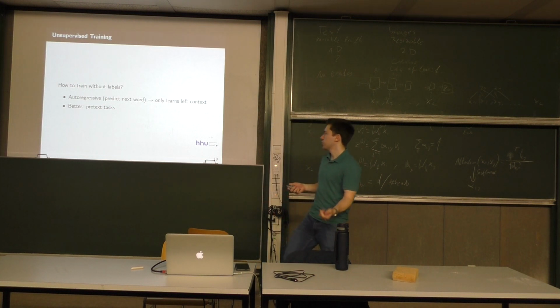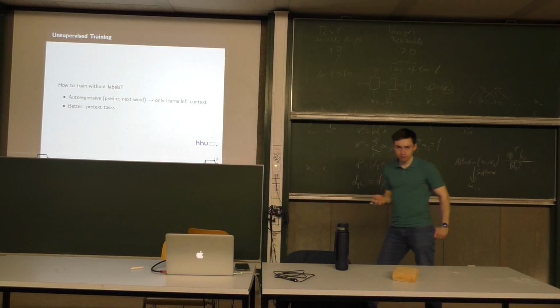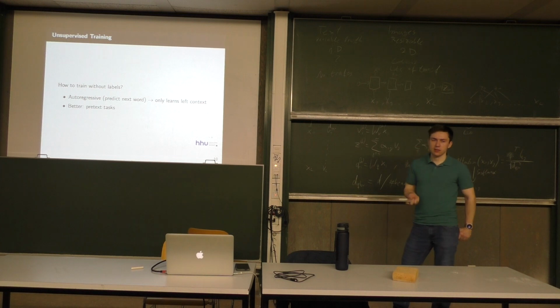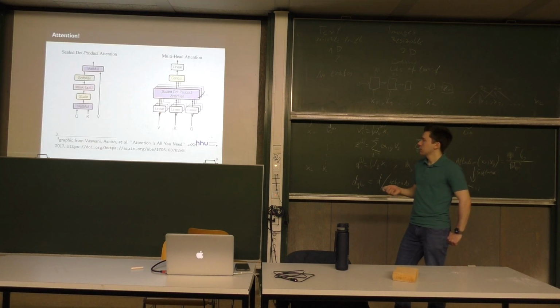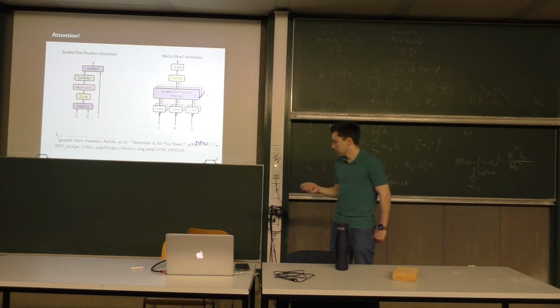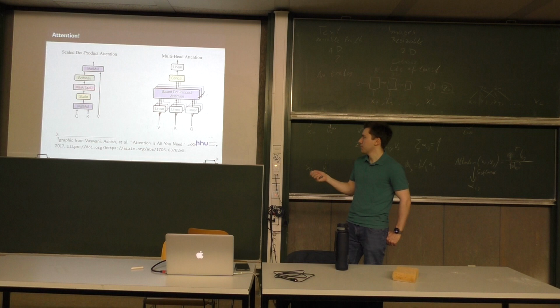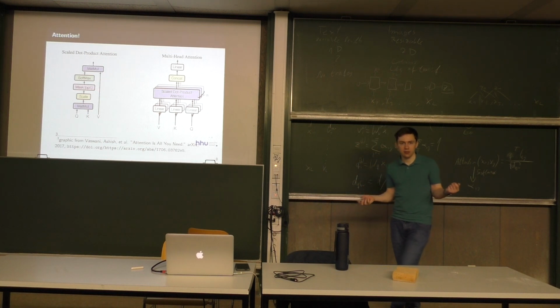Okay. Then, how do we train without labels? The way that it was done first was autoregressive, so by just predicting the next word. If you want to do this with attention, you need some kind of mask, because transformers are inherently bidirectional. Predicting the next word is trivial because it basically already sees the next word.